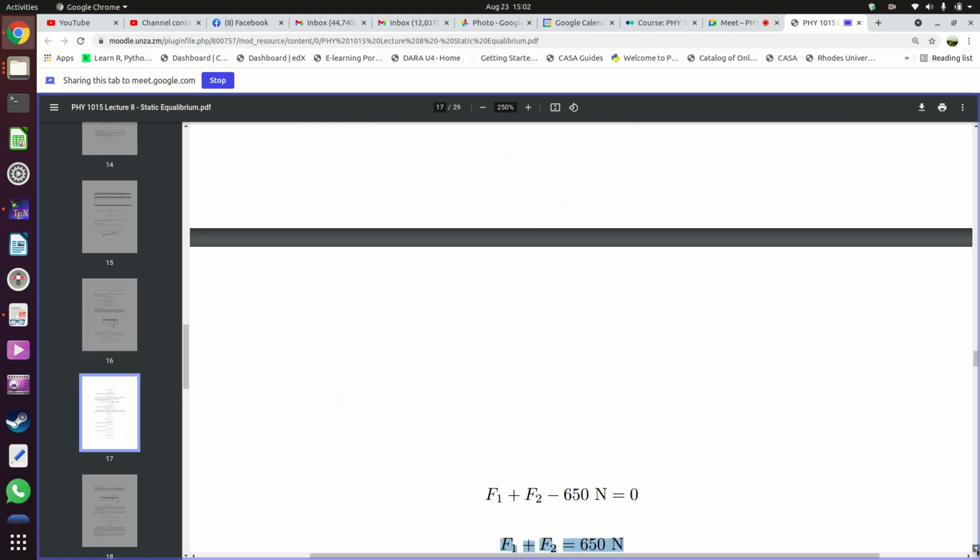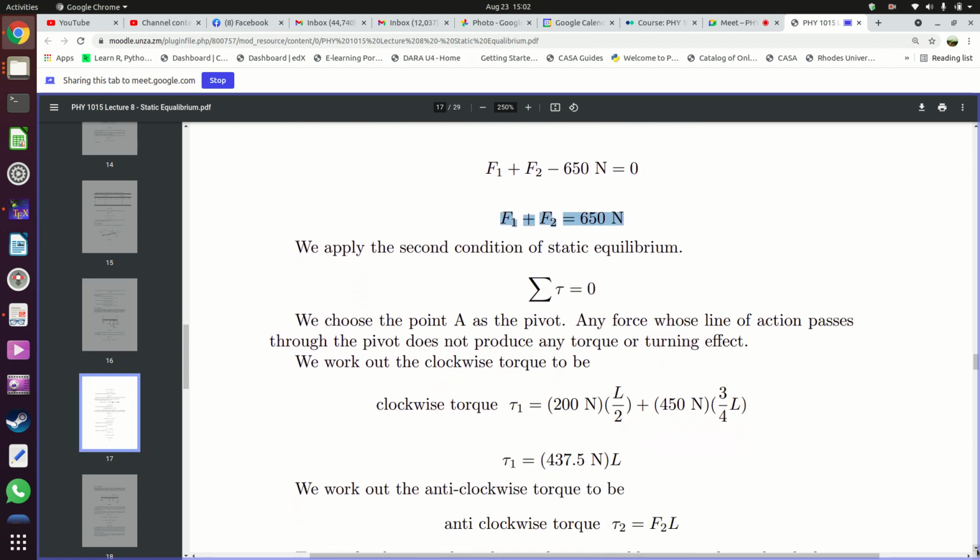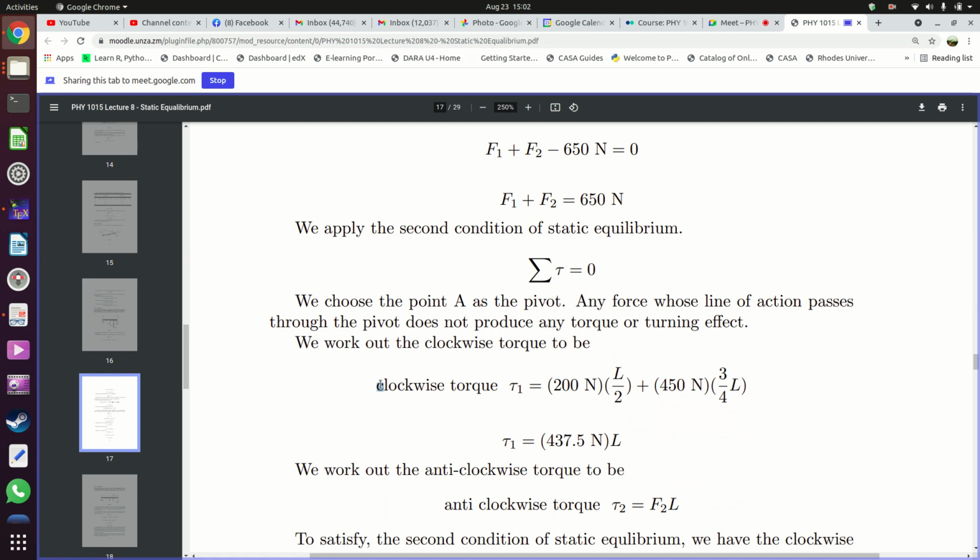So in this particular case, the clockwise torques, all of them, torque 1, that's going to be 200 times the length, which is L over 2, times the other thing we're not including, sine 90 degrees. Sine 90 is just 1. So if you want, you can put sine 90 in between the plus sign and the next term, which is just going to give you 1. Then plus 450 newtons, then 3 over 4 L times sine 90.